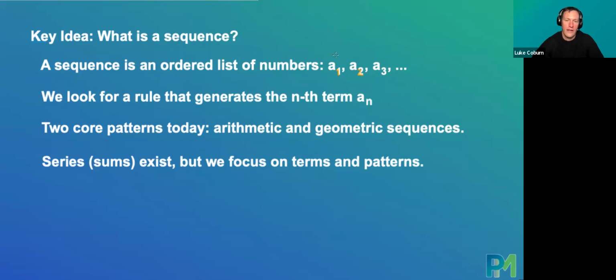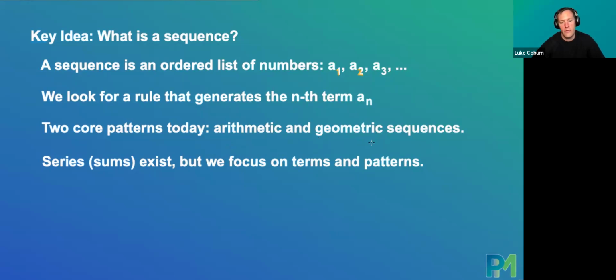To say something is an ordered list just means it's a list, but the order is important. So there's a first one, a second one, a third one. And these are called ellipses. It just means it goes on. It just keeps going. It never ends. But what we want is a rule to generate the nth term in a sequence. These are the two core patterns that we're going to look at, which are arithmetic sequences and geometric sequences.